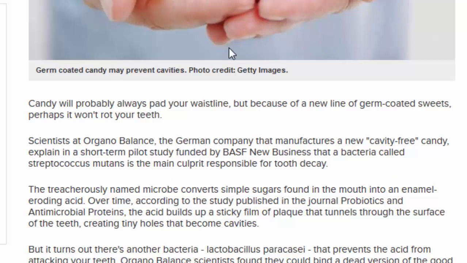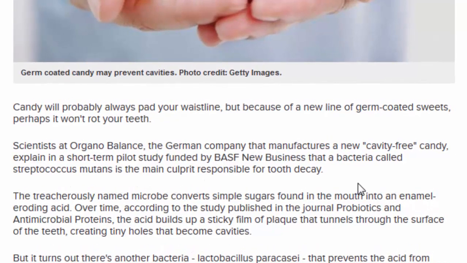This guy says, you eat this candy, you're not going to get cavities, which is kind of crazy, but let's look. All right, they figured out that Streptococcus mutans is the main culprit responsible for tooth decay. I'm thinking that you may all have heard about probiotics at this time, where good bacteria help your body, right? So that's what they're talking about here. This bad guy converts simple sugars found in the mouth into an enamel-eroding acid that builds up as a sticky film of plaque and then gets tiny holes called cavities on your teeth.